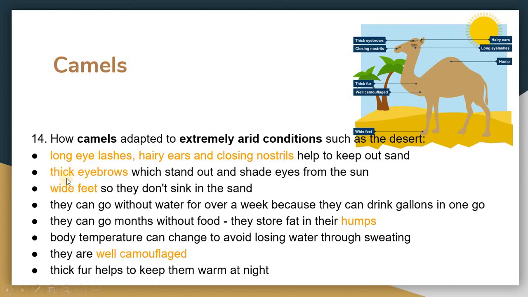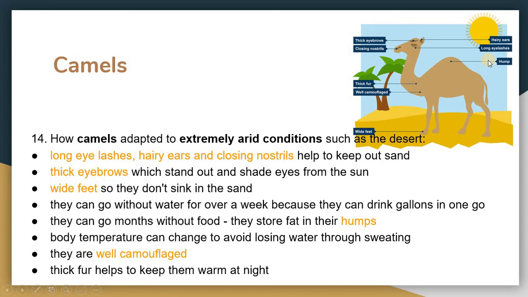At the same time, a camel has thick eyebrows which stand out and shade their eyes from the sun. We know in the desert, the sun is pretty glaring, and it's so difficult to see.